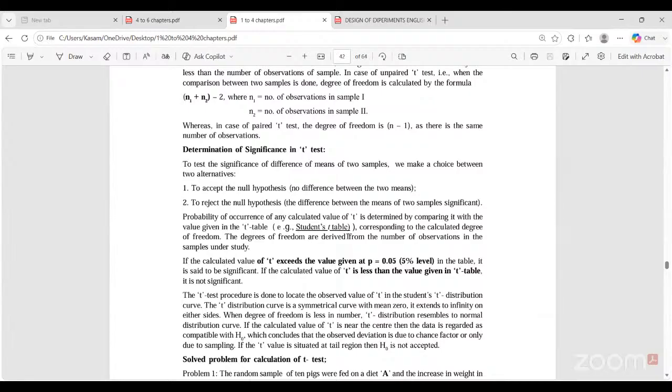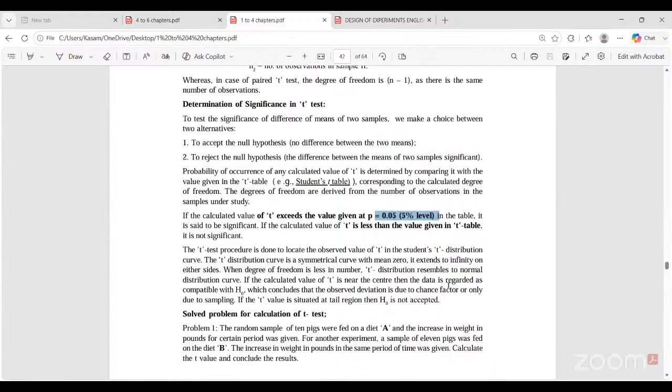If the calculated value of t exceeds the table value at P equals 0.05, I told you P is 0.05. You are listening; I showed that table. Did you see it? Yes, sir. The table at the 0.05 level of significance. If the calculated value of t is greater than the table value, it is significant. If the calculated value of t is less than the t table value, it is not significant.